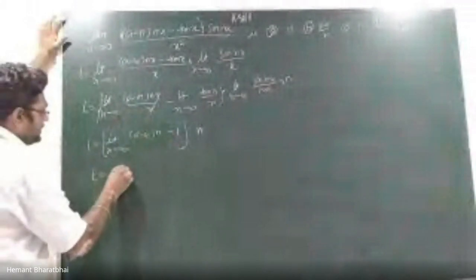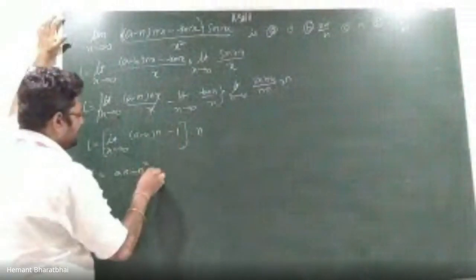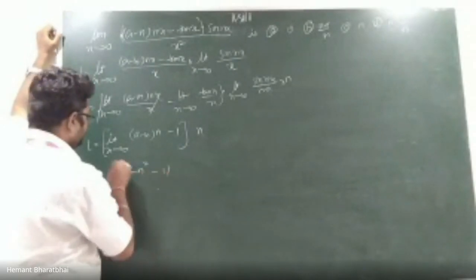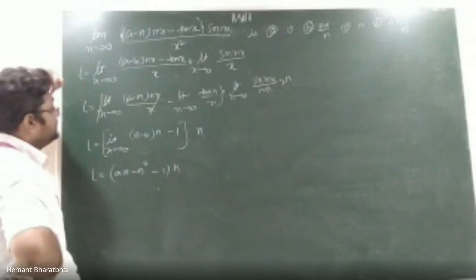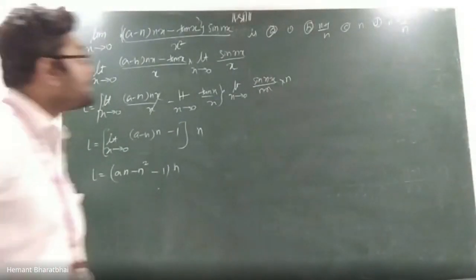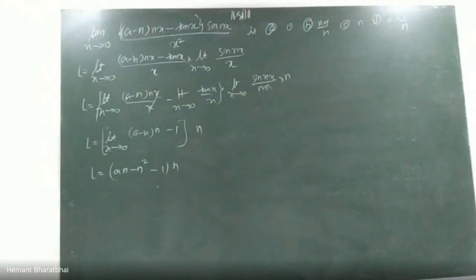I'll multiply this n inside. Limit of a constant is constant. So I'll get (an minus n square, and this n, when I multiply this, minus 1), the whole into n. So the value of a, you don't have the value of a, right? So how will we do it? Did you try it?